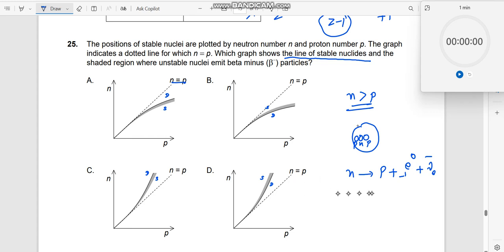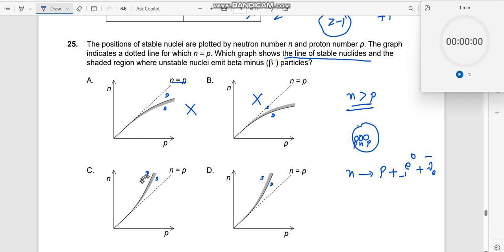Now, which of these will have this? If you take up these graphs, the neutron number is lesser than the proton number in A and B, so definitely A and B are the incorrect ones. Now C and D appear to be similar, almost the same. Look at the shaded region, the line, everything.